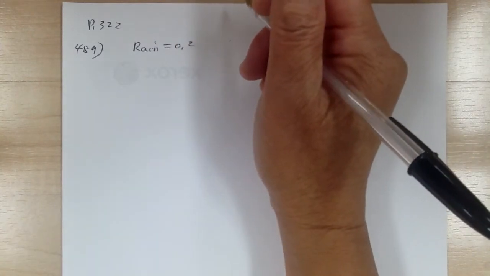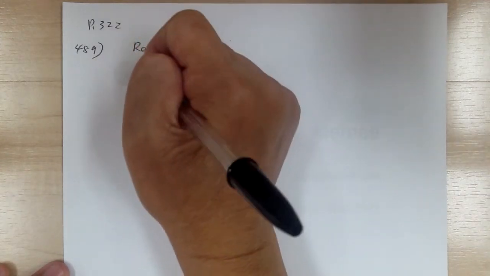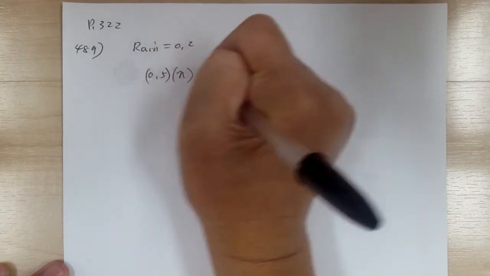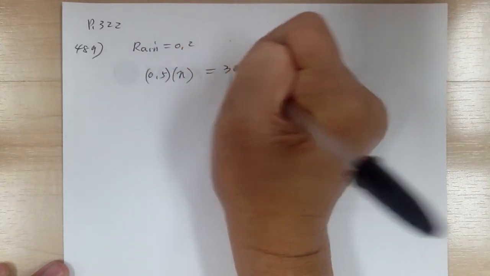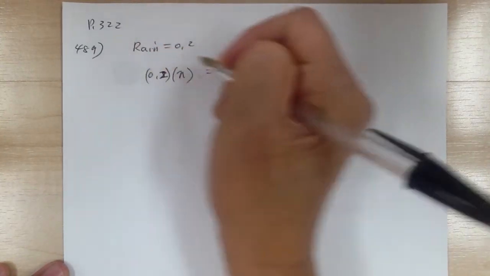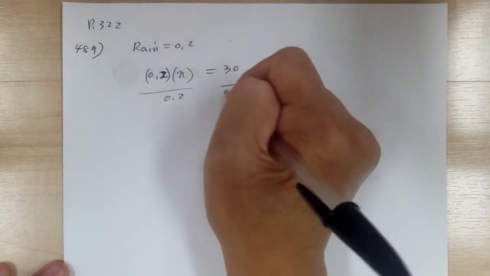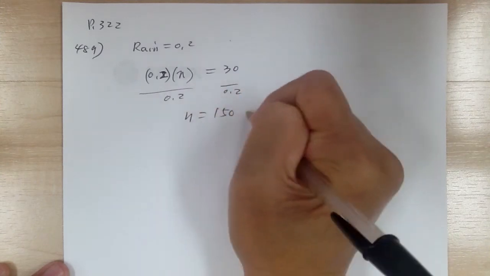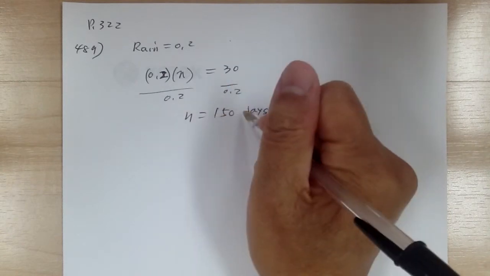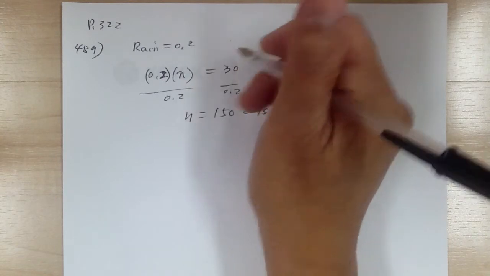Again, remember, expectation is the probability times the number of trials. So you're going to get 0.2 times n, and this will give you an expected value of 30. To solve, you divide by 0.2, so n will equal 150 days. So in 150 days with a probability of rain of 0.2 or 20%, you're going to expect to have 30 rainy days.